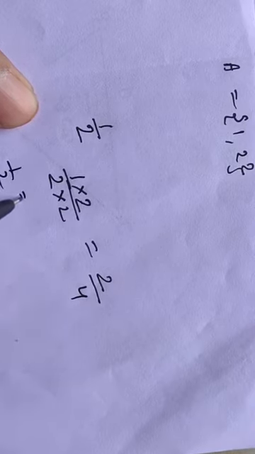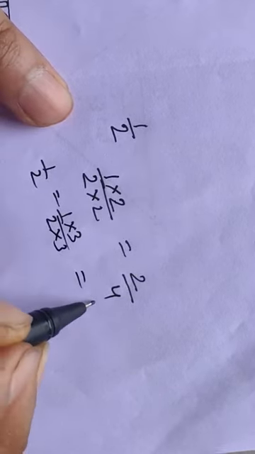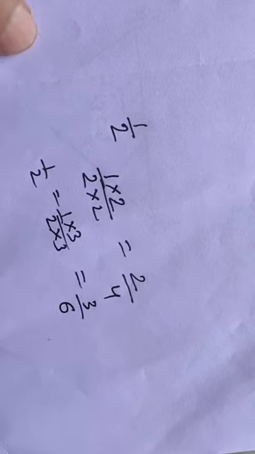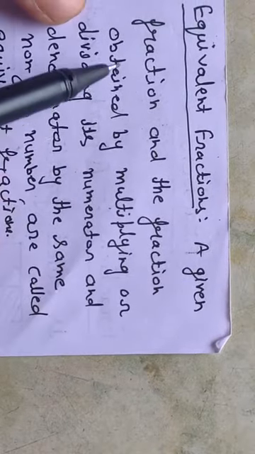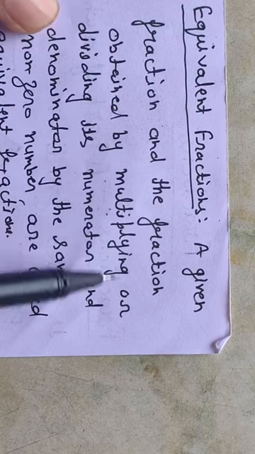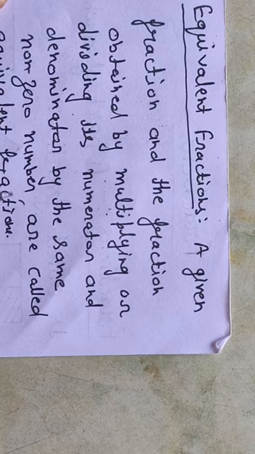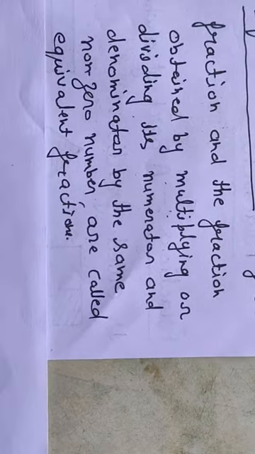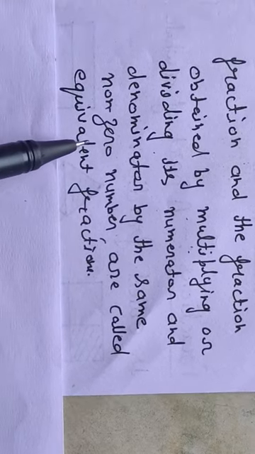Another equivalent fraction of 1/2: now multiply by 3. 3 times 1 is 3, 3 times 2 is 6. So these are called equivalent fractions of 1/2. So the definition of equivalent: a given fraction and the fraction obtained by multiplying or dividing its numerator and denominator by the same non-zero number are called equivalent. We will not multiply by zero, because multiplying by zero gives zero. So the number should be non-zero.